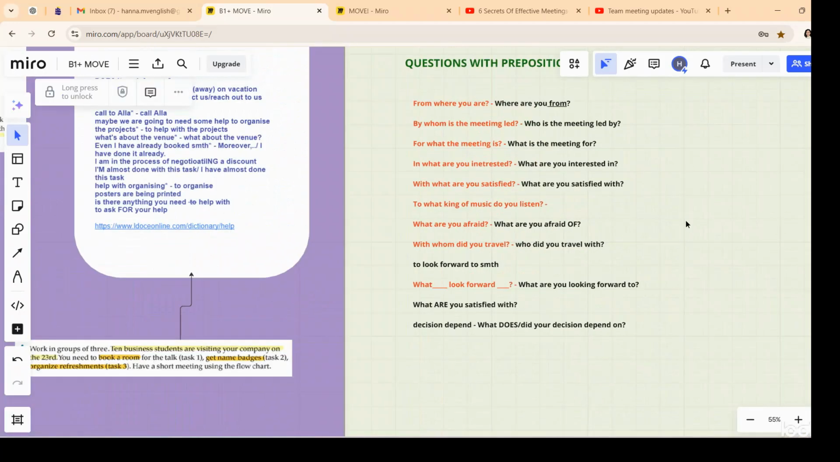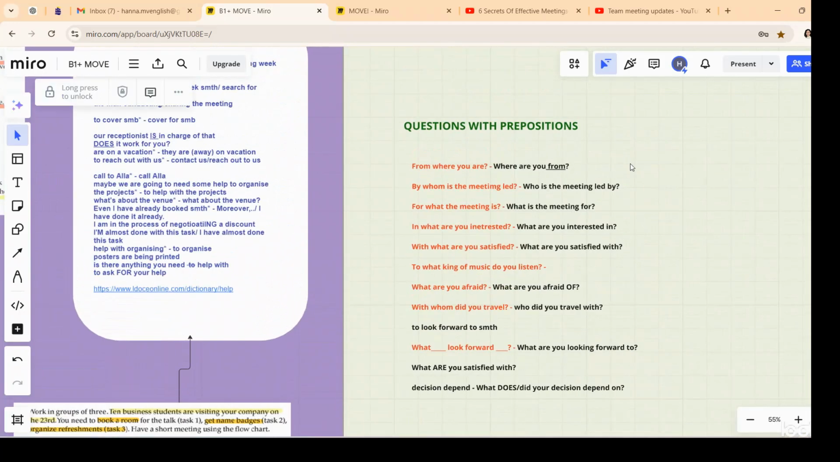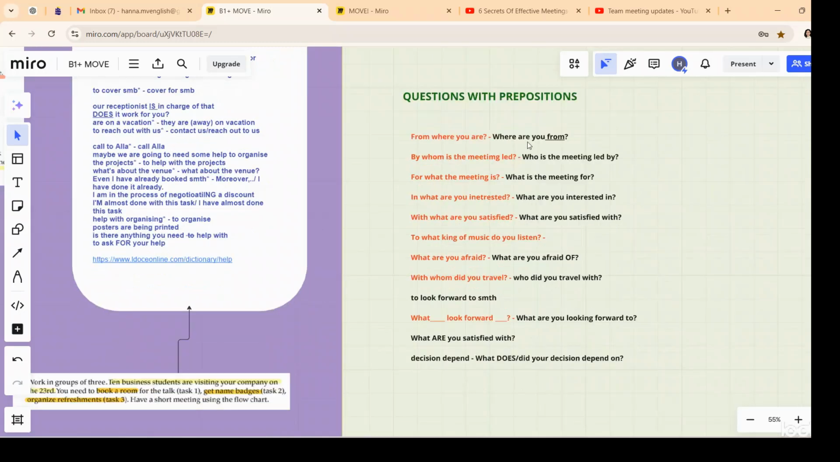Then we moved on to the grammar part. In the previous class, I had noticed them making some mistakes in questions with prepositions. So I decided to brush up on this topic, and this is how we did it. I wrote these sentences in red, and the students were supposed to correct the questions by putting them in the right order. I didn't explain any rules.